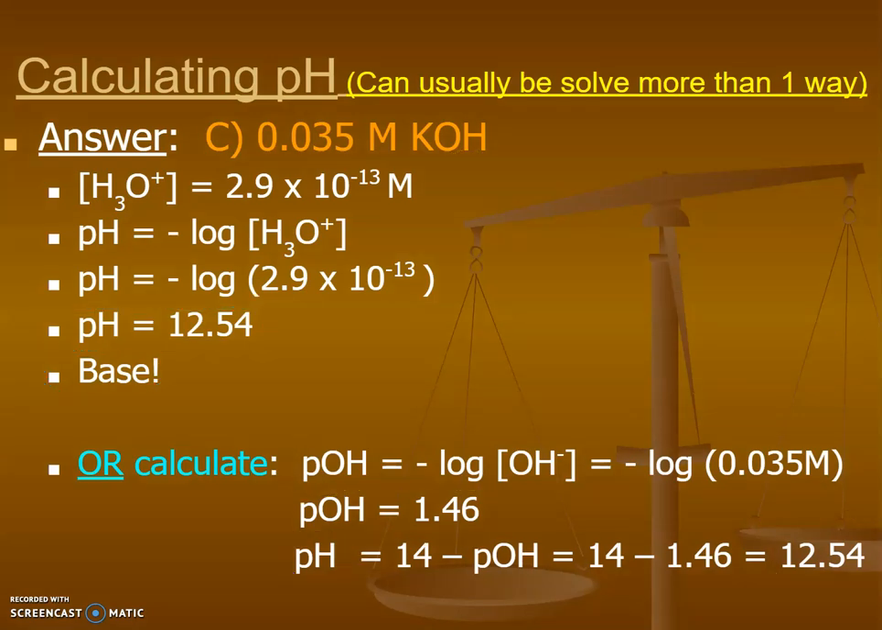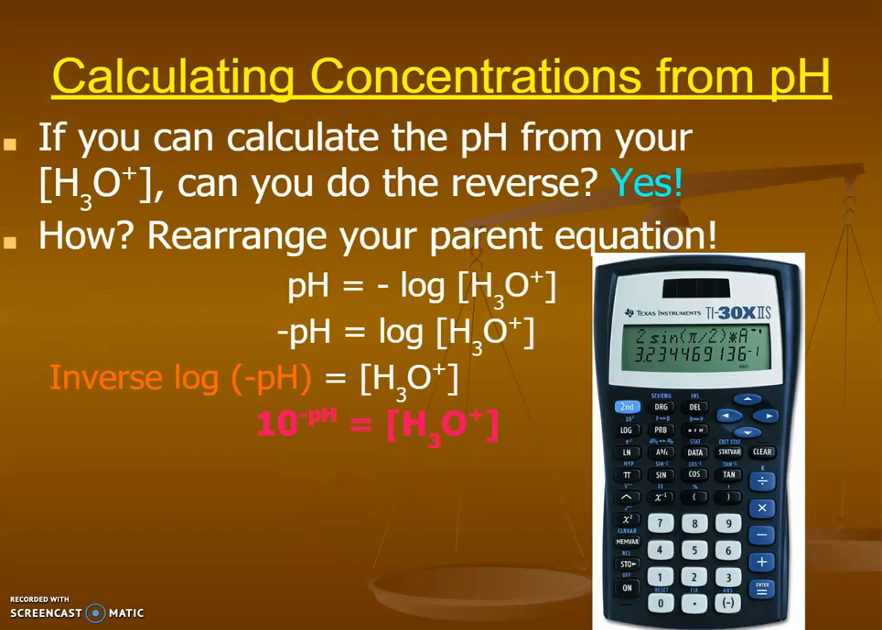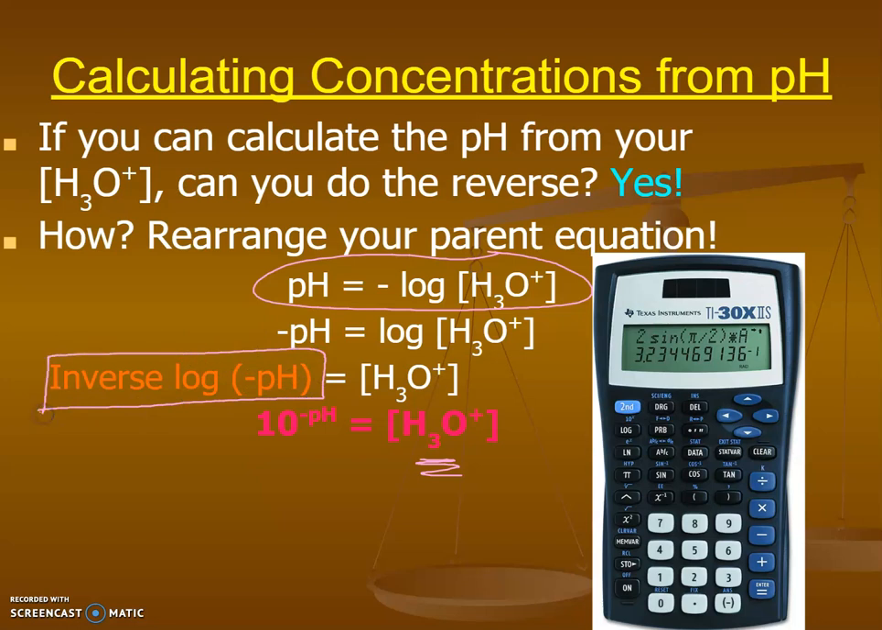So with that being said, we need to be comfortable going back and forth between your concentrations and your pH. If the pH is equal to the negative log of your hydronium ion concentration, you can get your hydronium ion concentration from your pH. And that's where we go over this part, the inverse log of the negative pH.